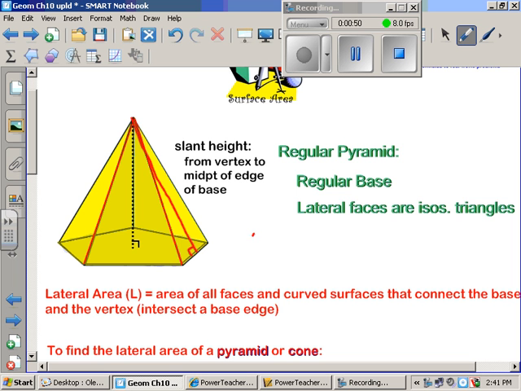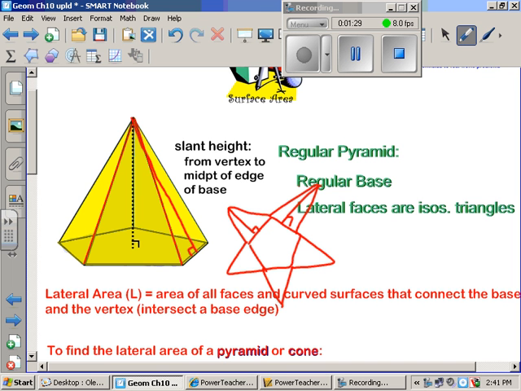Now, if you drew a net, so you drew the pentagon, and then off every side there's a triangle, right? That makes a pyramid. The slant height is going to be the height of each triangle. And they're all going to be the same because they're all the same triangle, just there's 5 of them. Okay?